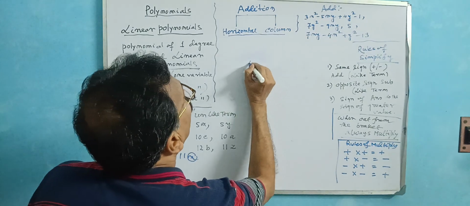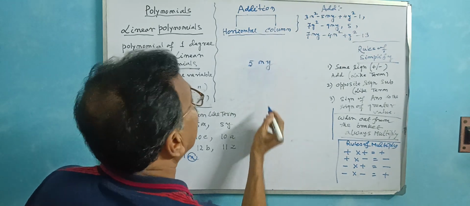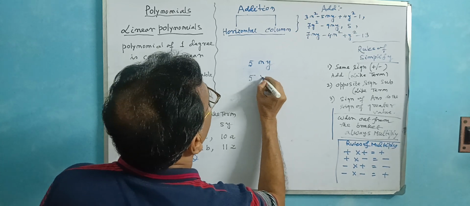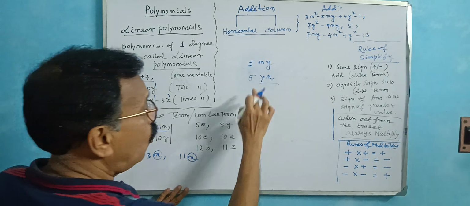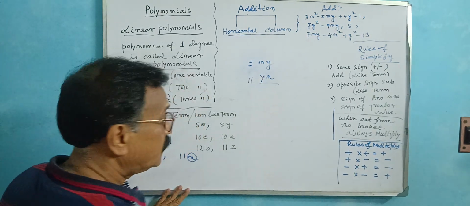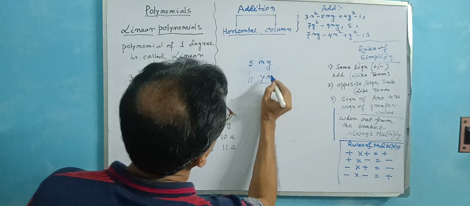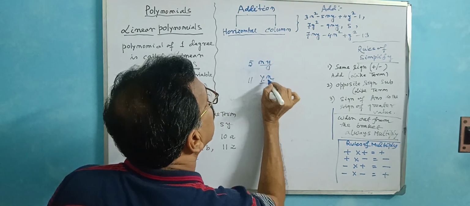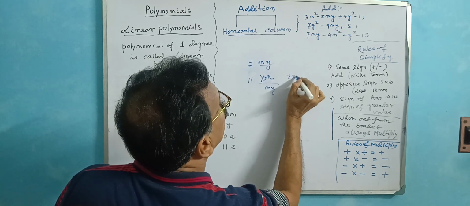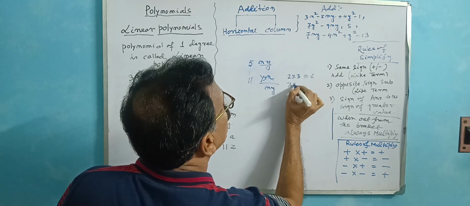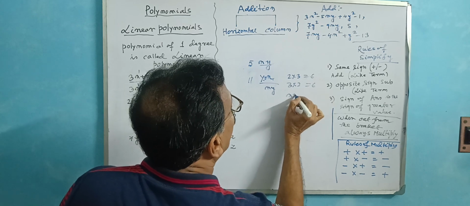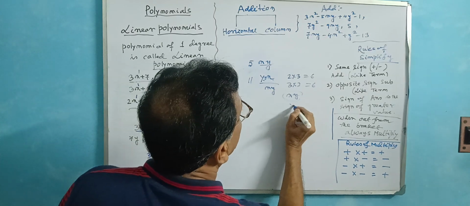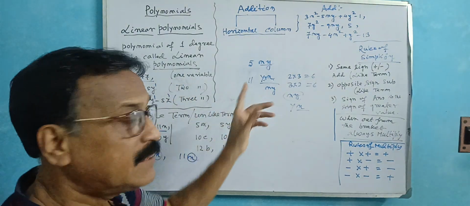Suppose here is 5xy and here is 11yx. Is this a like term or unlike term? This is also a like term because this is xy. Here you write yx. yx means the same. Actually it is multiplication. Multiply 2 into 3 is 6, 3 into 2 also 6. That means xy, same thing. yx also same thing. So this is the like term.